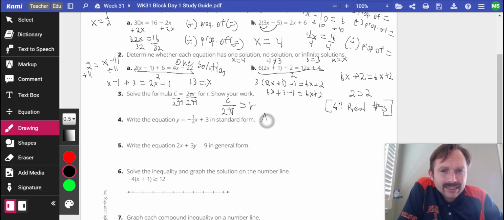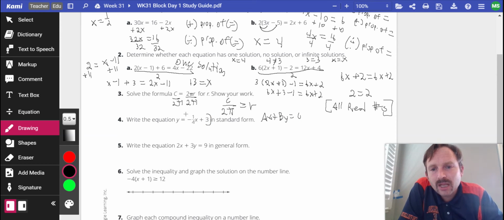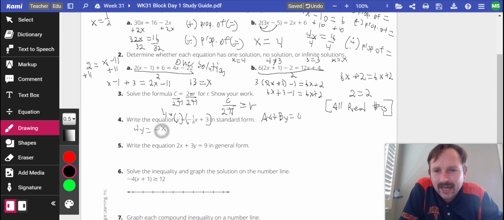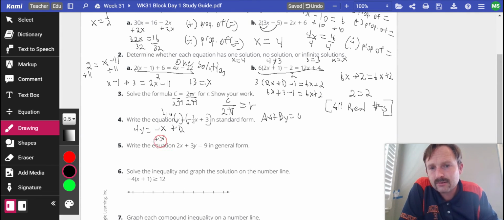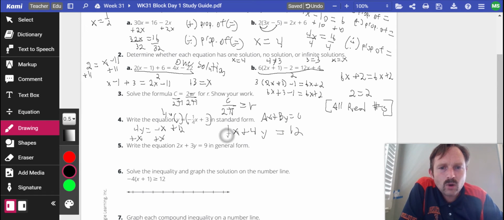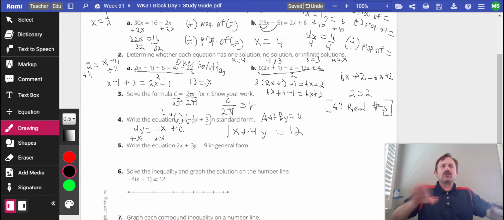All right, number 4. Remember that standard form is ax plus by is equal to c. So we're going to multiply both sides by 4 because we don't want fractions in standard form. So if I multiply by 4, I'm going to get 4y is equal to negative x plus 12. Well, the x has to be on the other side, so I'm going to add x on both sides. So I get x plus 4y is equal to 12. Now, technically, it is 1x plus 4y. Let's see. ax plus by equals c. Done. No fractions. We're good.